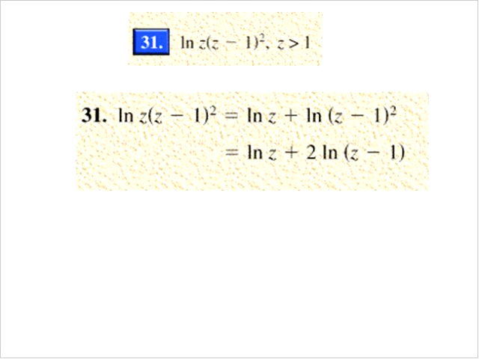The next one, let's start by separating your multiplication here. And we know that we can separate multiplication by adding. So we can state that it's the natural log of z plus the natural log of (z minus 1) squared. Well, we can't leave the exponent there, so the next thing we need to take care of is that exponent, by bringing it out front. And we would have the natural log of z plus 2 times the natural log of (z minus 1).